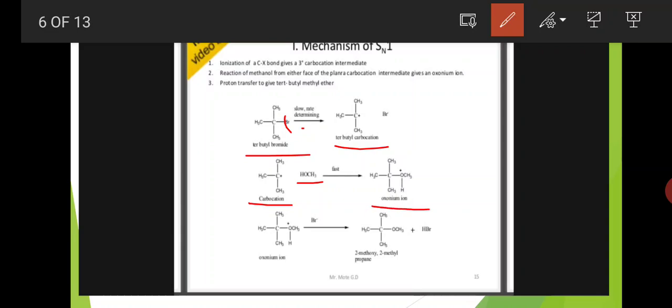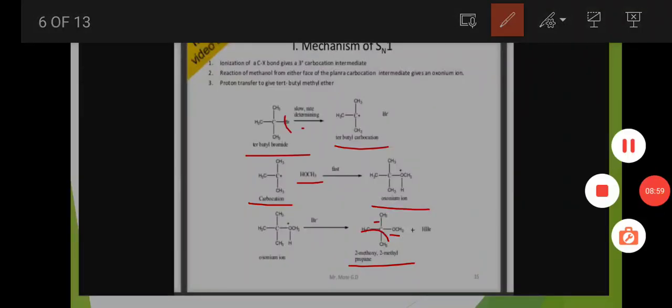And this loses a proton and forms 2-methoxy-2-methylpropane plus HBr. Okay, this is the 2-methoxy-2-methylpropane. Okay, this is the mechanism of the SN1 reaction.